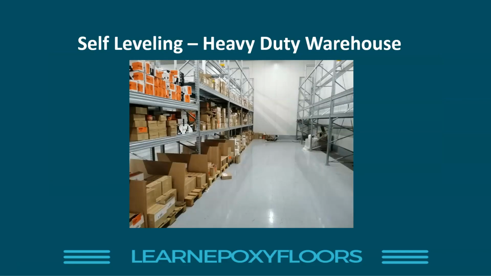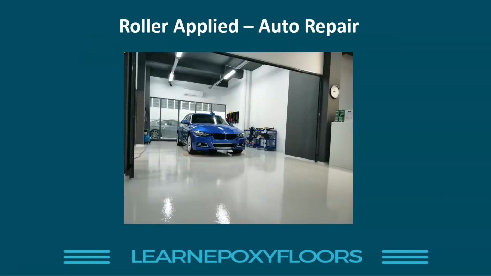Right, the first one is a self-leveling floor. It's a warehouse for food distribution. What you can't really tell here, but what the main purpose is, is that the floor has a smooth texture. It doesn't have a rough orange peel texture. This was applied with a trowel. It's a self-leveling floor.